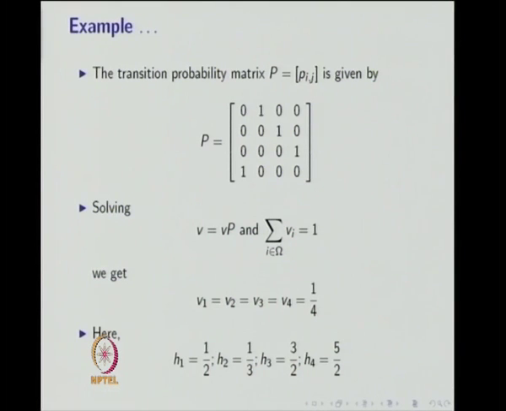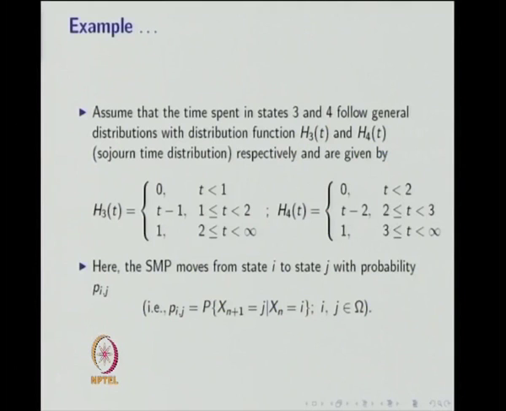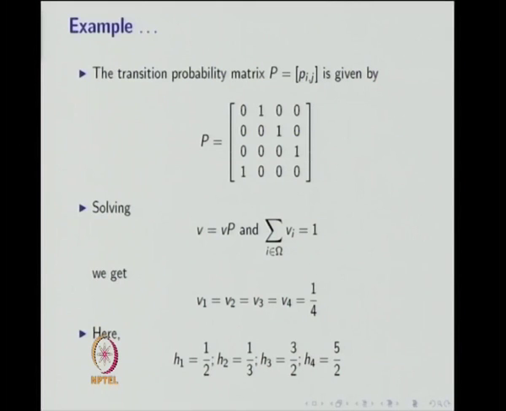So, the steady state probabilities are uniformly distributed. The number of states is 4, therefore, the steady state probability of the embedded Markov chain is 1 by 4. You know the steady state probabilities of the embedded Markov chain, and from the sojourn time distribution you can find out the mean sojourn time. Since the sojourn times of the first two states are exponentially distributed, the mean sojourn times are 1 by 2 and 1 by 3 respectively for states 1 and 2.